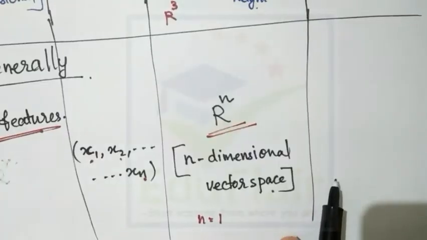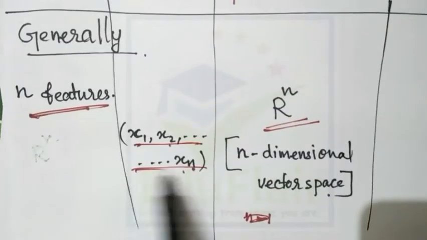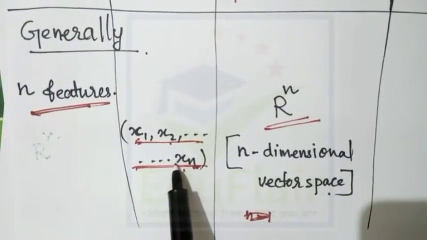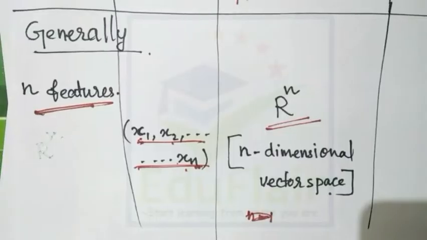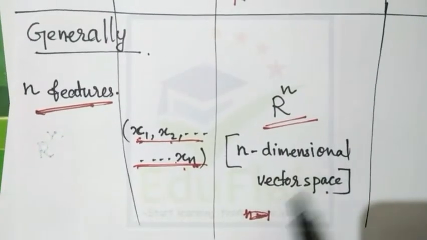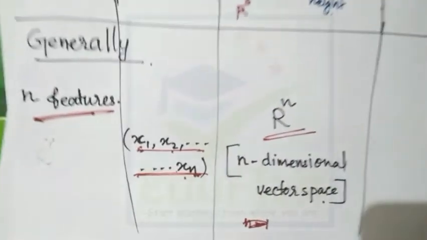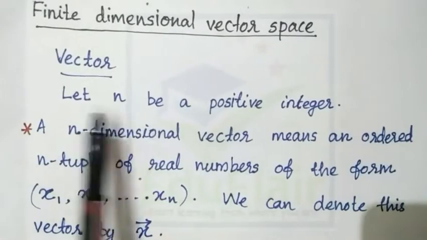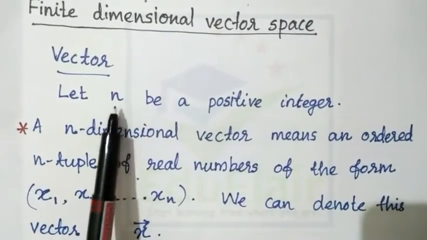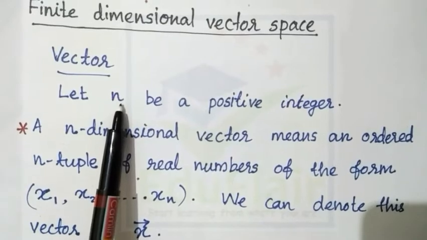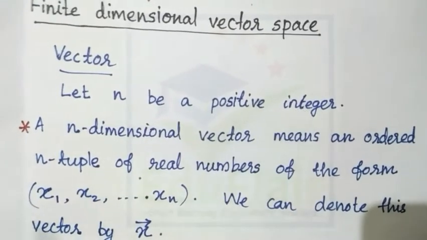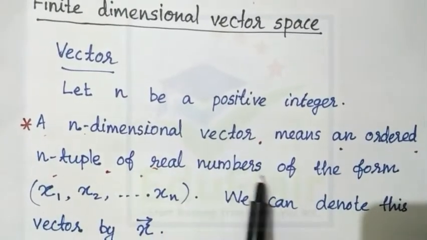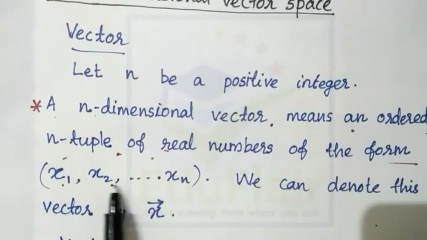Okay. So now what is a vector? That is x1, x2, etc. xn. This is a vector, and the set of all vectors is called n-dimensional vector space. So we can go to the definition of vector and vector space. Vector: let n be a positive integer. ഇവിടെ നമ്മൾ ഡേറ്റ സെറ്റ് എടുത്തു കഴിഞ്ഞാൽ n എന്ന് പറയുന്നത് എന്താണ്? നമ്പർ ഓഫ് ഫീച്ചേഴ്സ്. സോ n എന്ന് പറയുന്നത് ഇസ് എ പോസിറ്റീവ് ഇന്റിജർ. An n-dimensional vector means an ordered n-tuple of real numbers of the form x1, x2, etc.